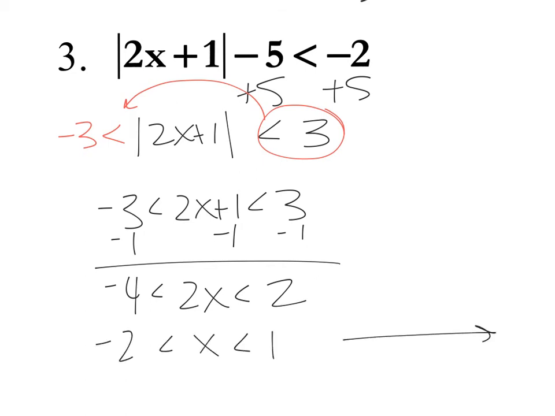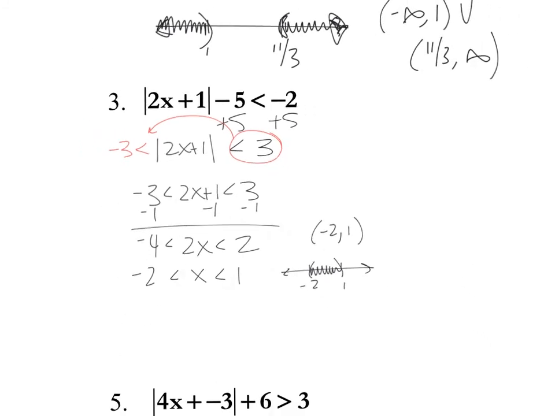And you're going to shade in between negative 2 and 1, because that means that x is everything in between negative 2 and 1, and I'm going to put parentheses because it's not equal to, and my interval notation is negative 2 to 1. So all the less than questions are set up exactly like this. Then you solve and use what you already know about interval notation and about graphing.